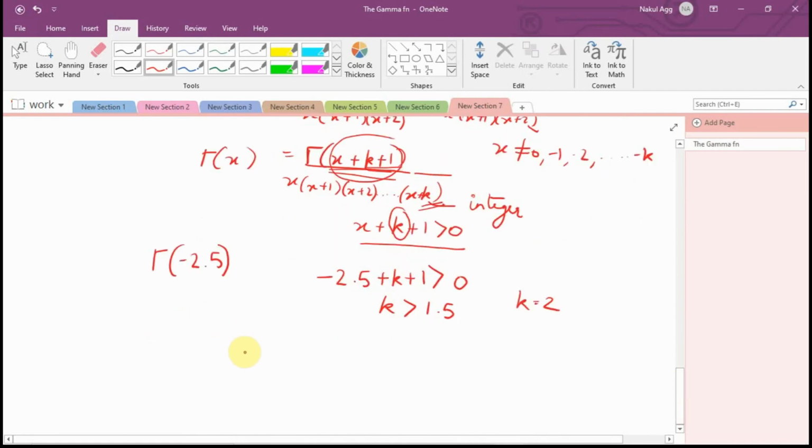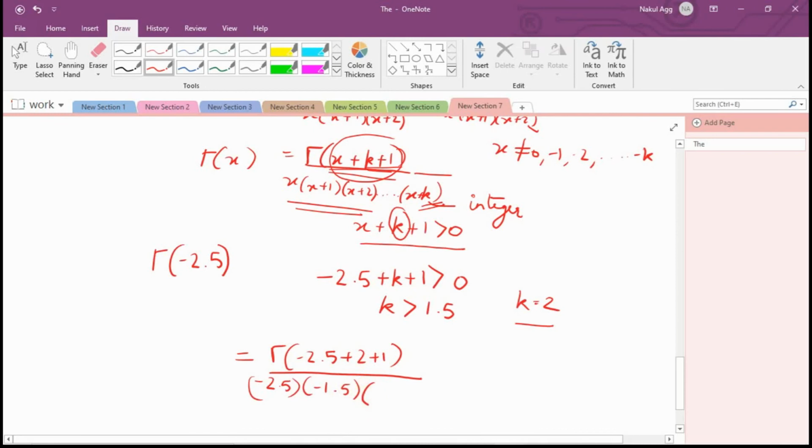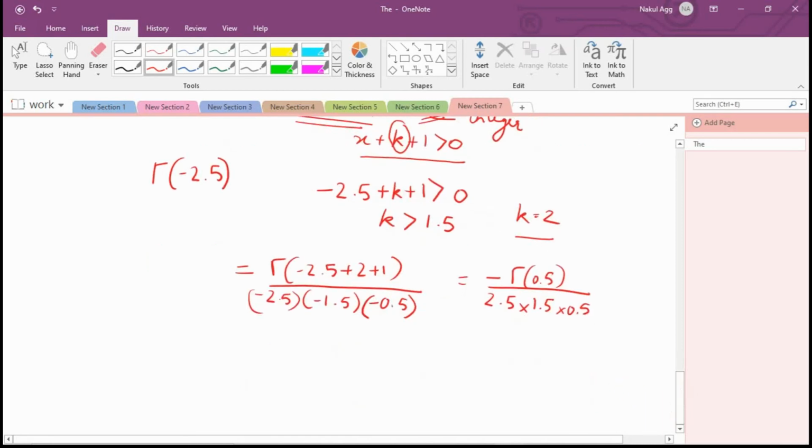Now let's evaluate the right hand side. So this is equal to gamma of minus 2.5 plus 2 plus 1. Now if k is equal to 2, we will have only 3 terms in the denominator. So we have minus 2.5, then minus 1.5, and then minus 0.5. This is equal to gamma of 0.5 divided by minus 2.5 into minus 1.5 into minus 0.5. Now if we evaluate the value of gamma 0.5, we can find the answer for gamma of minus 2.5.